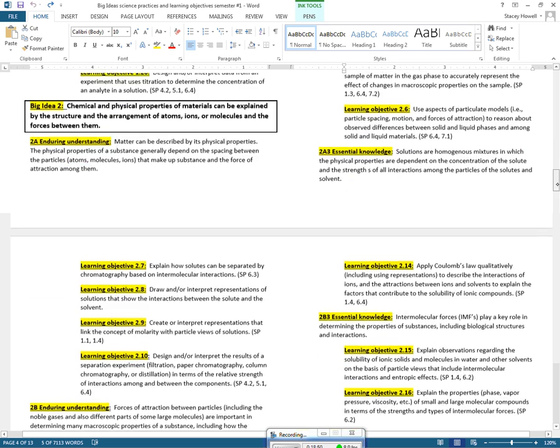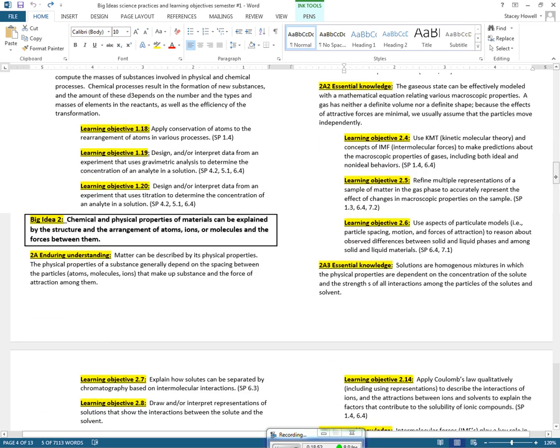Use KMT, this is what I've been talking about, the Toddler rules, right? Kinetic molecular theory, that's Toddler rules, okay? And concepts of IMF, those are the hydrogen bonding, the dipole-dipole, and London dispersion forces, to talk about the properties of gases, both macroscopic, both ideal and non-ideal. Remember, ideal is toddlers, non-ideal is teenagers.